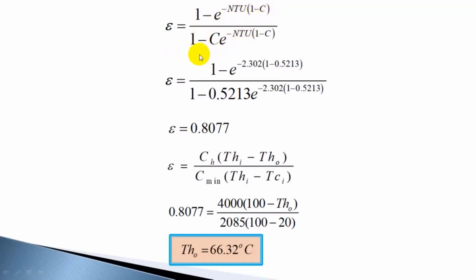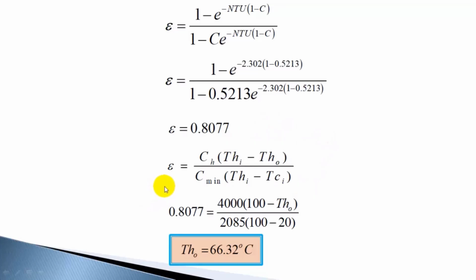Now for effectiveness of a counterflow heat exchanger, we have the expression: 1 minus e raised to minus NTU into 1 minus C, divided by 1 minus C into e raised to minus NTU into 1 minus C. We already calculated NTU and the heat capacity ratio. So you can substitute NTU value and heat capacity ratio in the expression and you will get the effectiveness as 0.8077. That is 80.77% is the effectiveness of this counterflow heat exchanger.